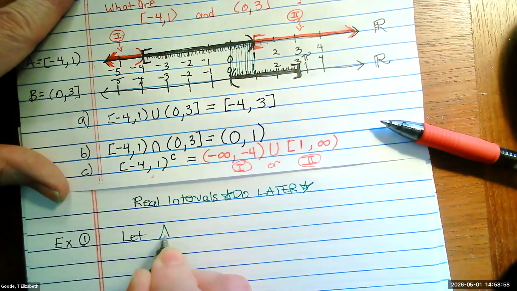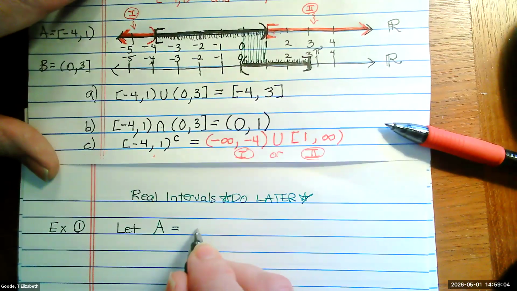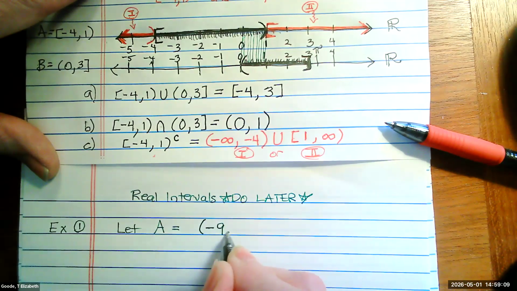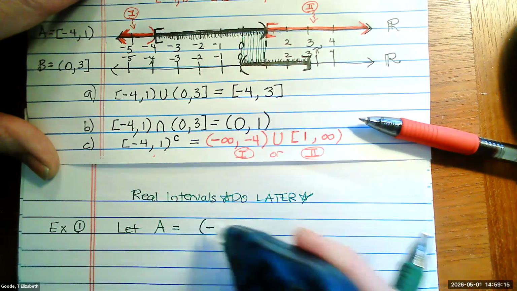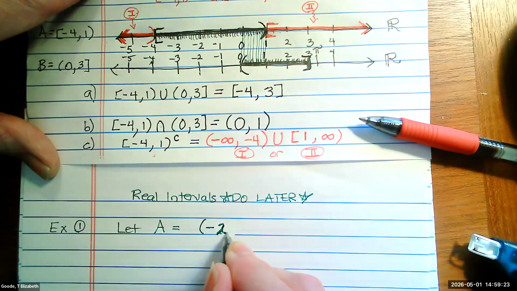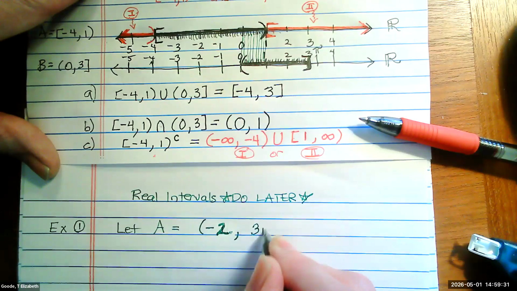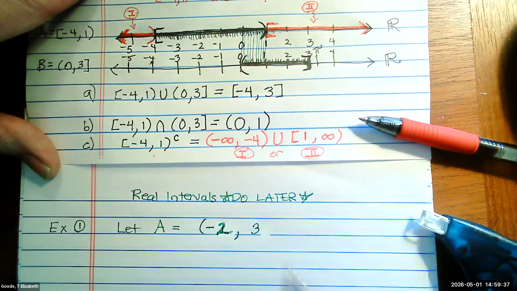Let's let A be the set that goes from soft bracket -2, comma, 3. I don't want to make it so big because you're going to try to draw a picture. I'll just say -2 to 3, and I'll do soft brackets.